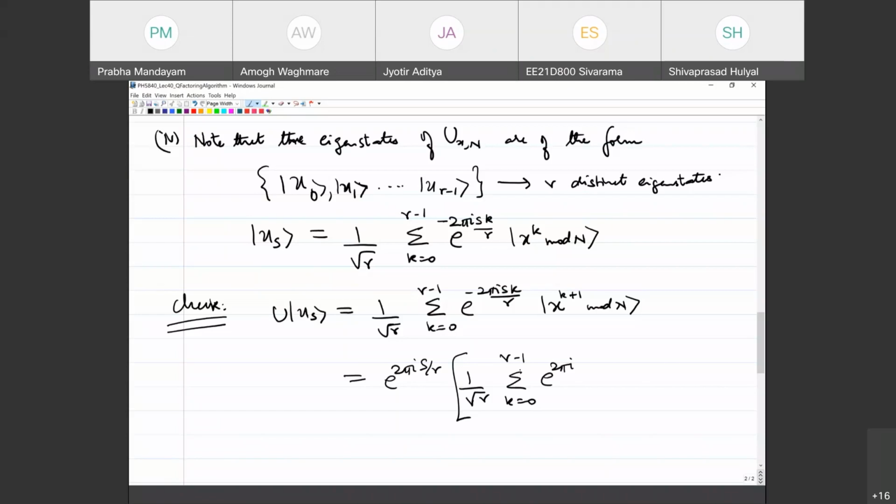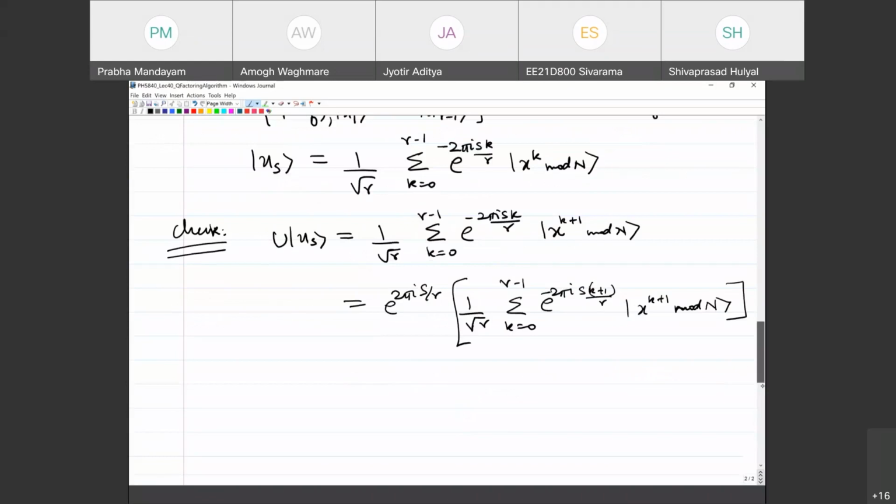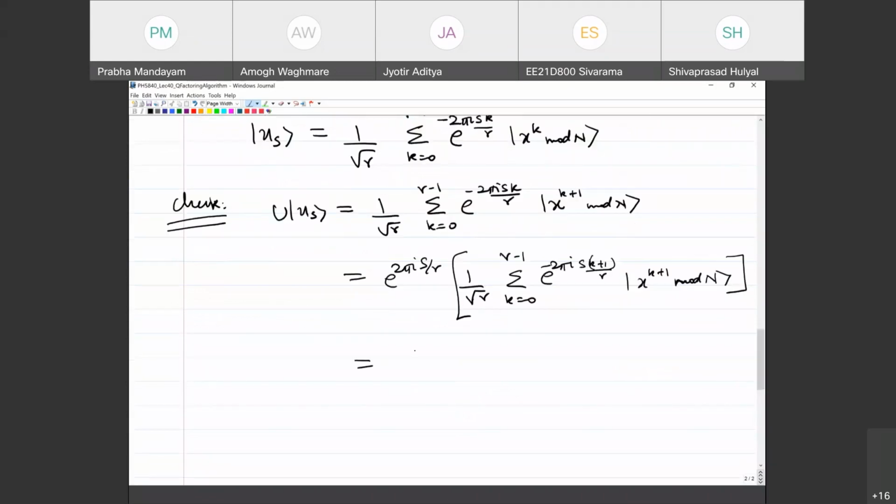So since I pulled out one, I have to add one more. So this becomes S k plus 1 by r x to the k plus 1 mod n. But this is nothing but ket US again, because this is all cyclic. That's it, right?